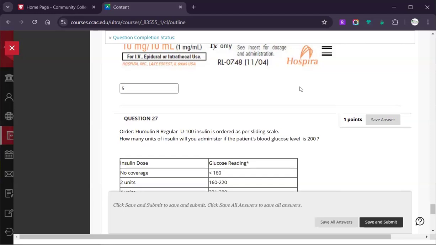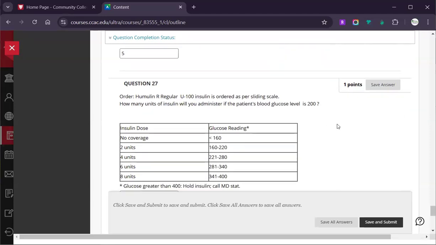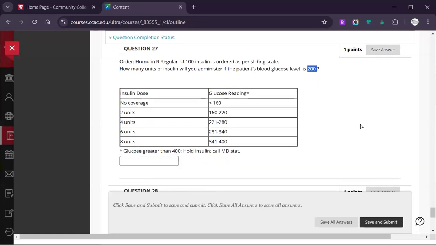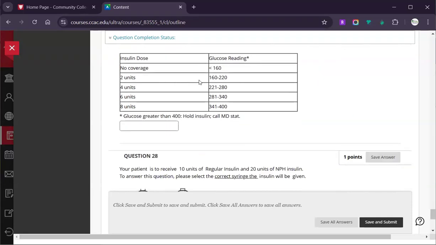All right. And then lastly, this is just a sliding scale question. It tells you your patient's blood glucose level is 200. We're going to look on the sliding scale, and it says the 200 range is here with the 2 units. So we're just going to do 2.